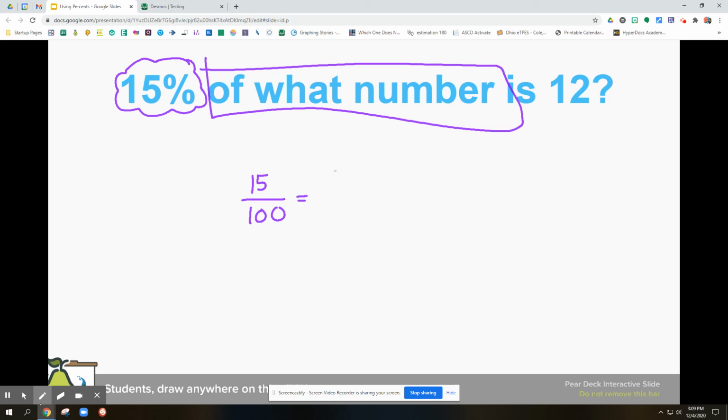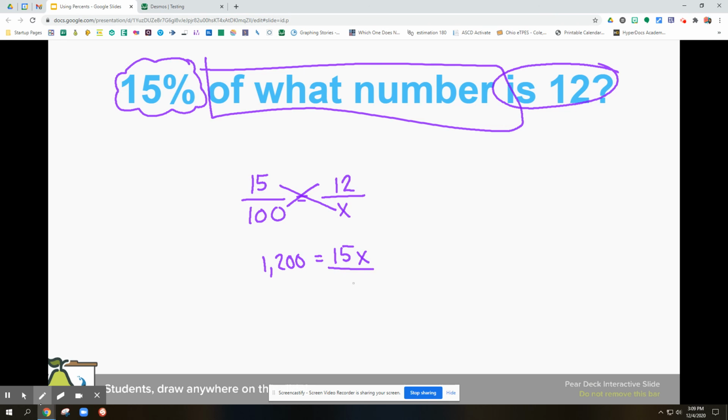Well, again, what number? We don't know. So "of" is my total. I'm going to put an x because we're trying to figure that out. "Is" 12, so it's telling me the part. I have 12. Cross multiply. 100 times 12 is 1,200. 15 times x is 15x.